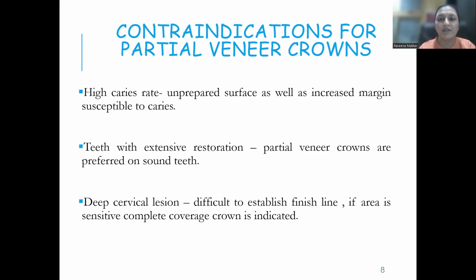Then, contraindications for partial veneer crowns. High caries rate: the unprepared surface as well as increased margin is susceptible to caries. Then teeth with extensive restoration, as partial veneer crowns are preferred on sound teeth. Then deep cervical lesions, as it is difficult to establish the finish line. If the area is sensitive, a complete coverage crown is indicated.